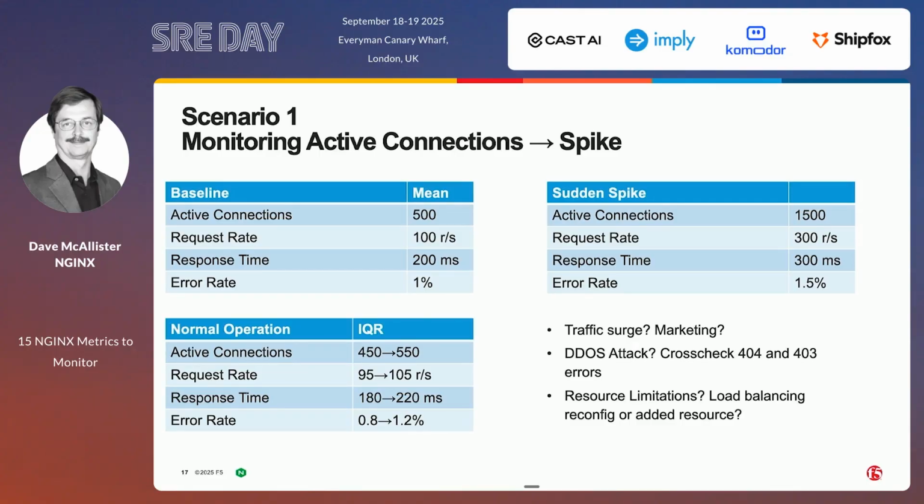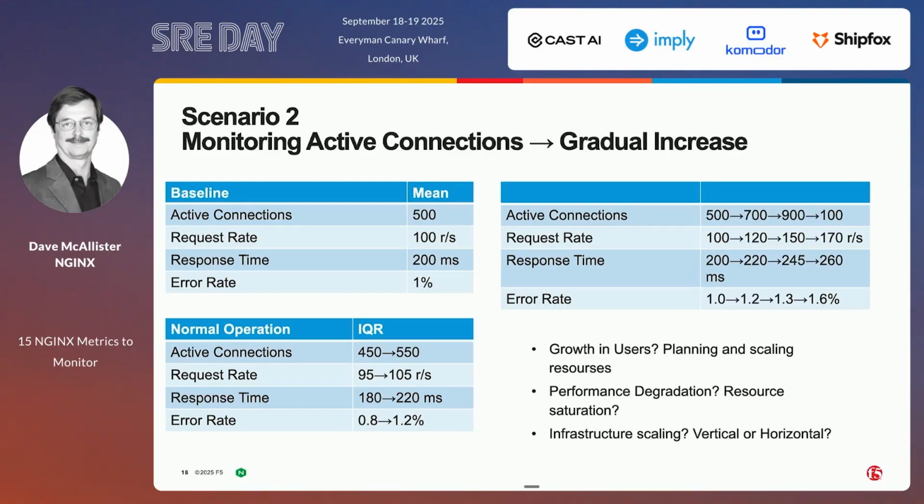Is it a DDoS attack? If it is, go look at your status. Is your status showing a lot of 404s, 403s? Or is it a resource limitation? Do I have a load balancer problem? This will start giving you the indications of the questions that you can start trying to answer just based on basically 3 metrics. And so those 3 metrics will give you that overall viewpoint.